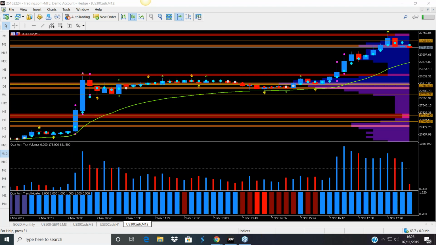I'm just checking out what's going on over in the other markets. VIX is sliding lower, so there's not a great deal of activity there.